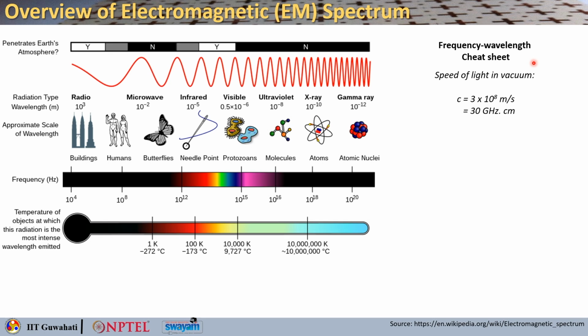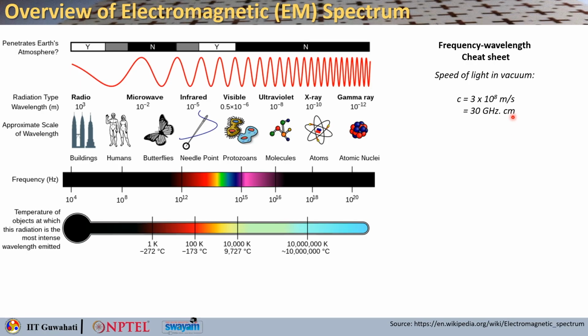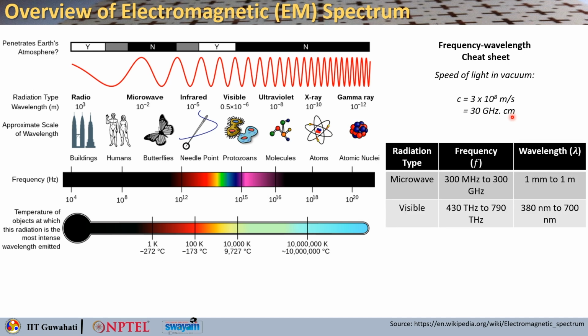So what is important here? To quickly remember the frequency and the wavelength conversion. For that you can use this frequency wavelength cheat sheet. It tells you the speed of light in vacuum is given by c, that is 3 into 10 to the power 8 meter per second, or you can also write it as 30 gigahertz centimeter. That means if you have 30 gigahertz frequency, you will have 1 centimeter as wavelength. If you have 3 gigahertz frequency, you will have 10 centimeter wavelength. So you can use this cheat sheet to convert wavelength and frequency.